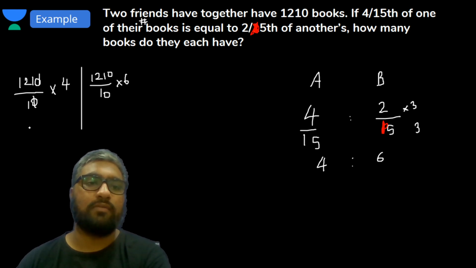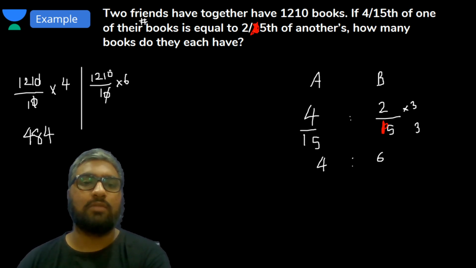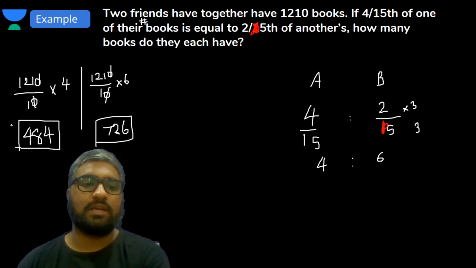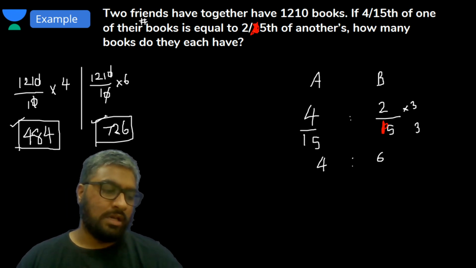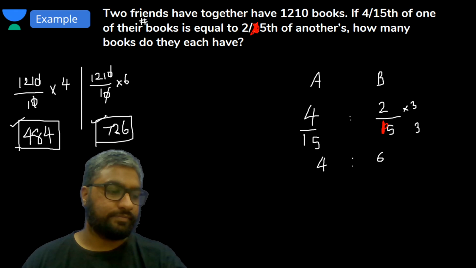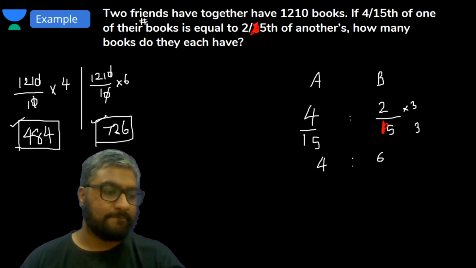The first guy would get 484 books. Yes, the other guy would get what? 1210 minus 484. Or in other terms, how much would he get? He would get 726 books. Got it? So what are the numbers of their books? 484 and 726. Yes. Got it? Yes. Great. Super.